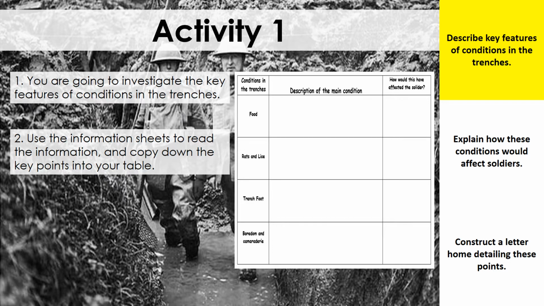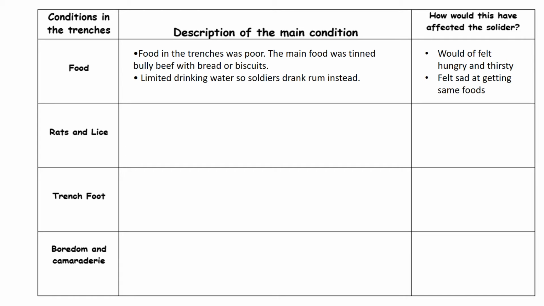So you're looking to have the description of the main condition and how this would have affected the soldier in World War One. Now, for example, I've done the first one for you here. So we have food. So this is from the information sheet here. So we're just looking to summarise. You're not looking to write down all the points. You're just looking to summarise.